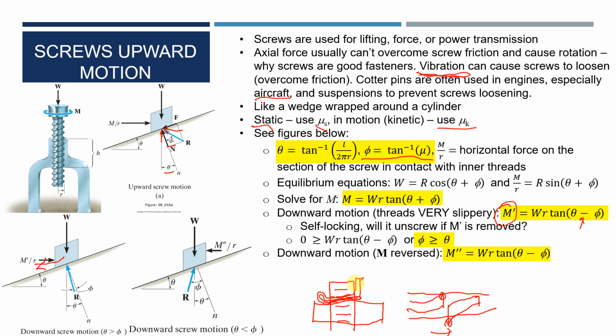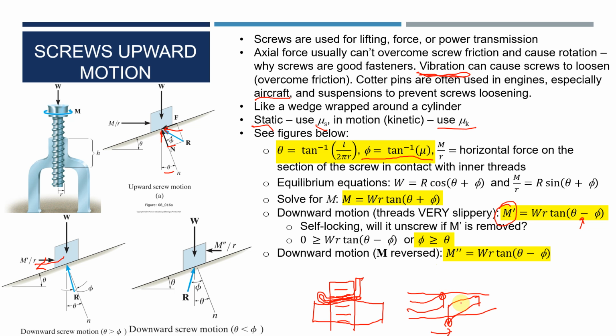Now, if you have a situation where you want a screw to be self-locking, that is, zero or greater moments will create the situation where the screw won't unthread. That's what we're looking for. And that happens with phi greater than theta. If phi is big enough, that means the friction is big enough, then a screw won't unthread.